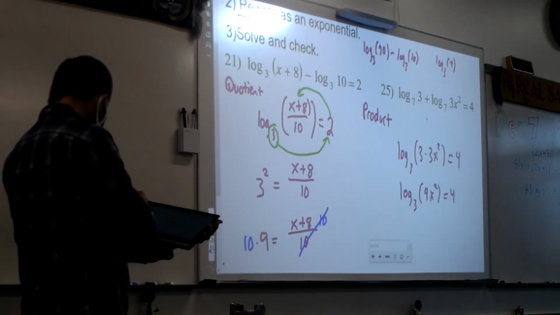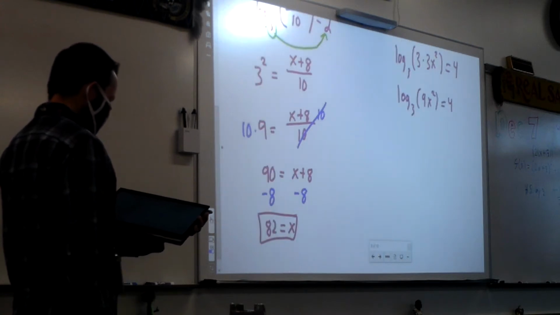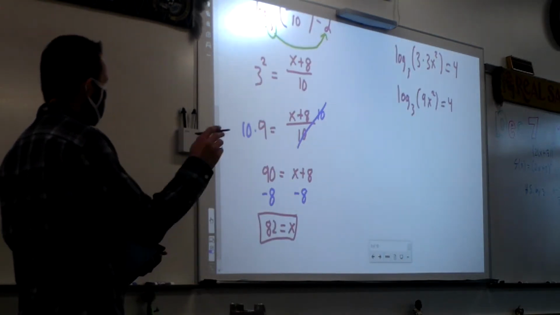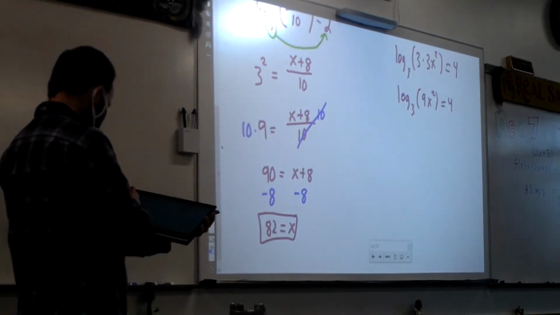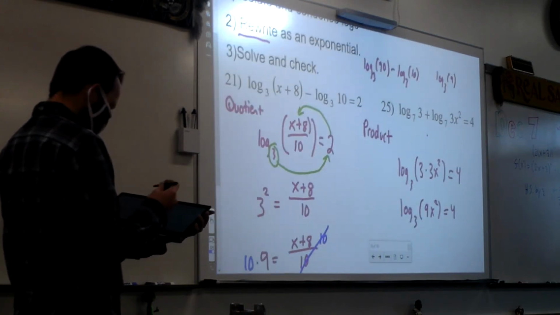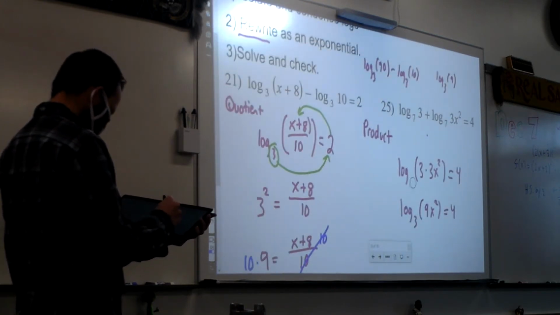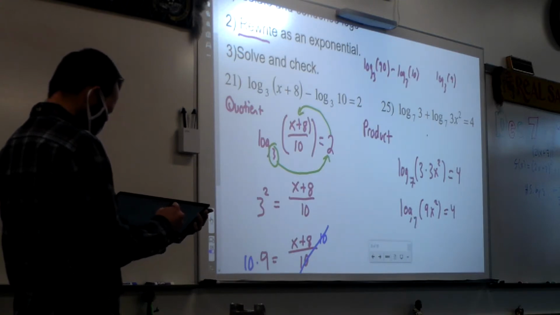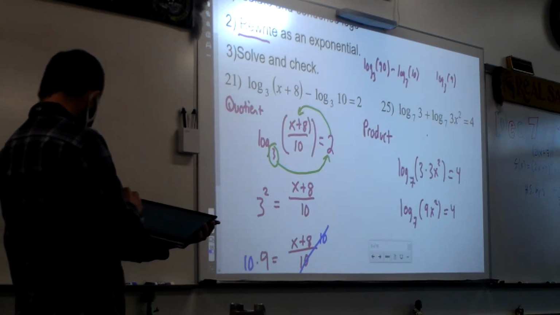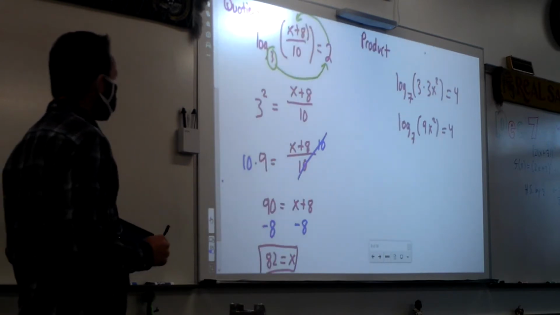Charlie, how would you rewrite this as an exponential? Oh, pause. Yes. Oh, yes, you are correct. Thanks, guys, for catching that. Just seeing if you're paying attention. All right. Okay, so now, Charlie.